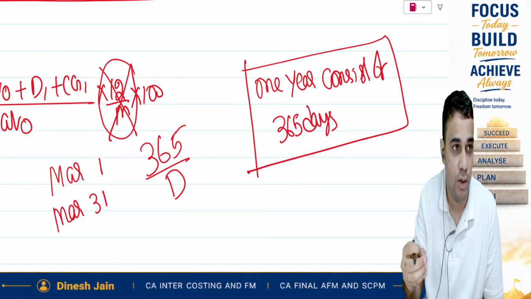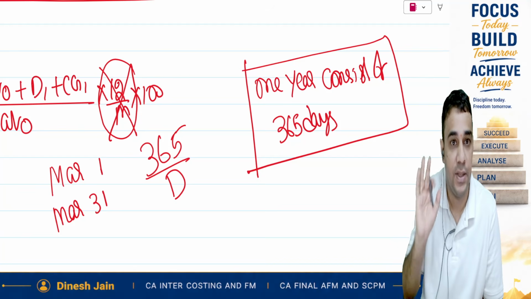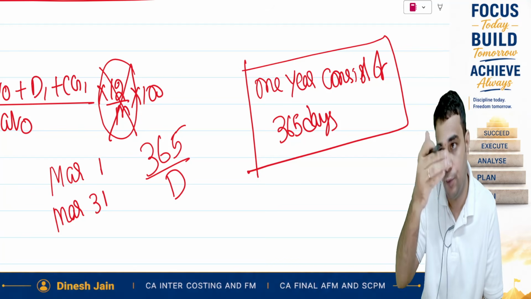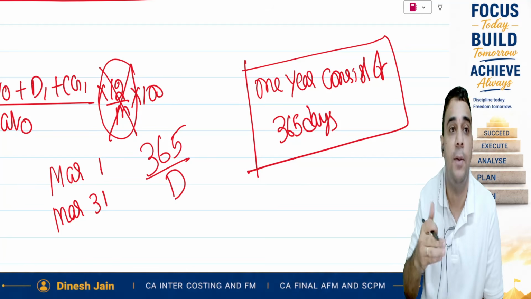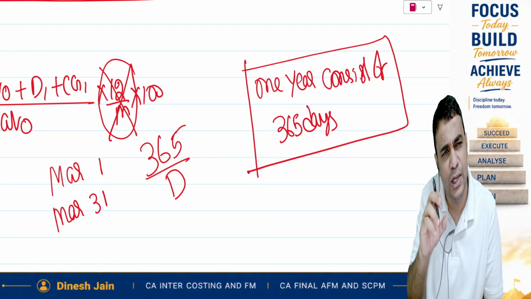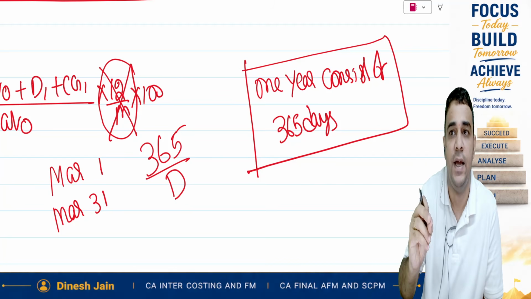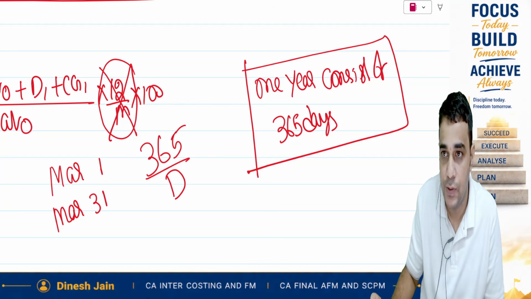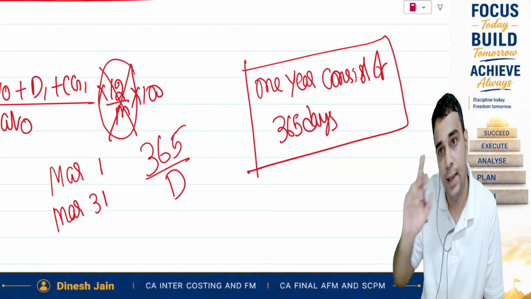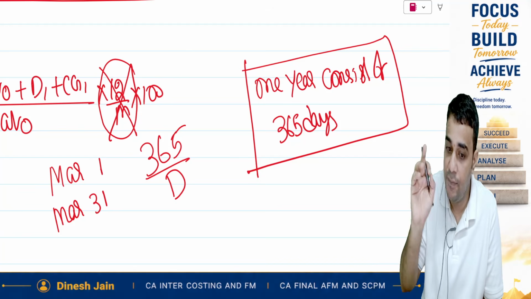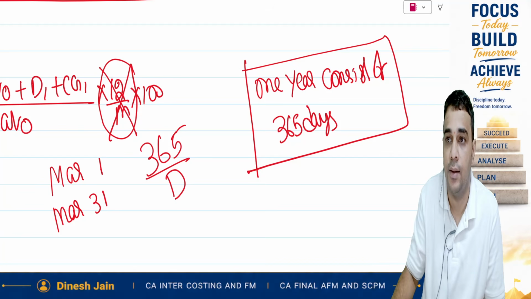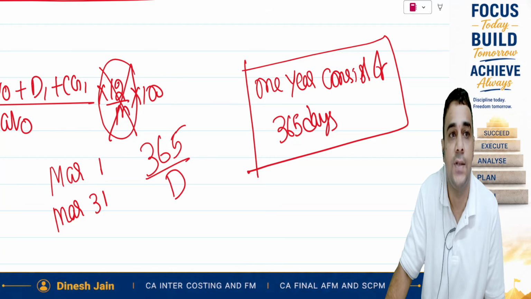January to June, we generally do 6 by 12. But January to June, how many days I don't know. I'll have to do the calculation. Divide by 365. Will it lead to a major variation? Small variation in answer. But that small variation, ICA will deduct the marks. So that is why entire AFM, wherever they use a word 1 year consists of 365 days.